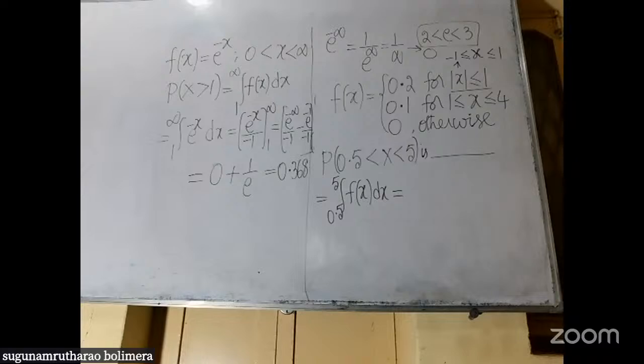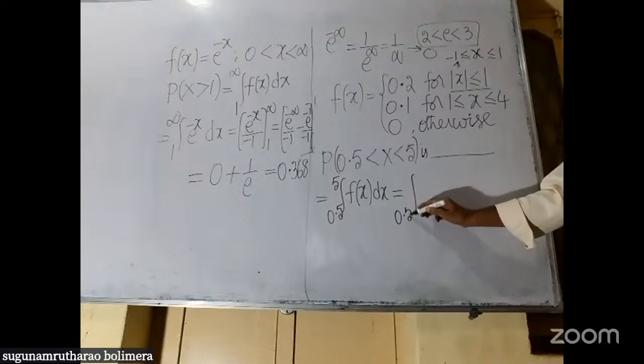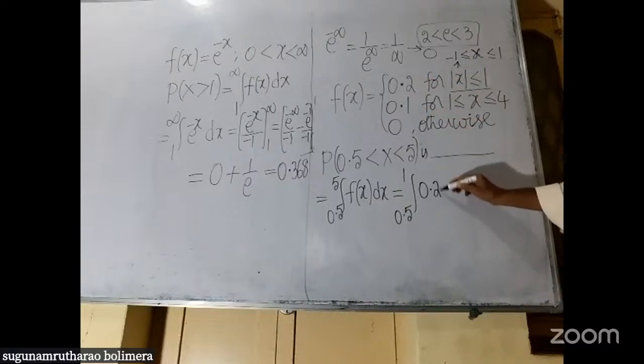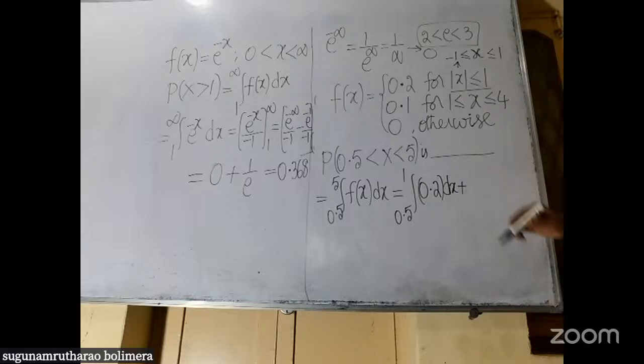That equals integral 0.5 to 1, where it takes the value 0.2, f of x is 0.2 dx, plus integral 1 to 4, it takes the value 0.1 dx, plus integral 4 to 5, it takes the value 0 dx.